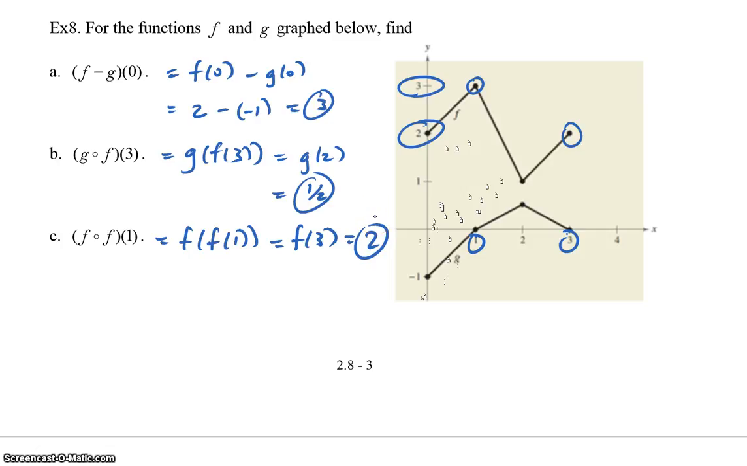So if you understand what to look for on the graph, when we evaluate f of x for a given x using a graph, the x comes from the x-axis. The f of x is the y-coordinate of the point associated with that value of x. So remember that f of x is a y-coordinate when it comes to interpreting it as a point on the graph. That concludes the notes for section 2.8.